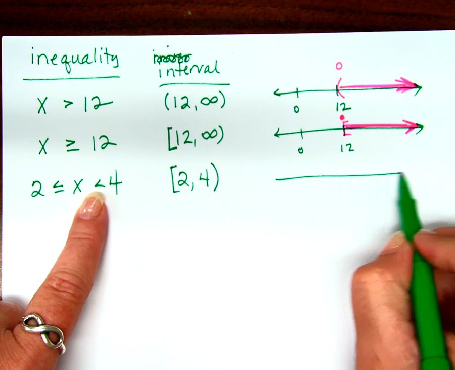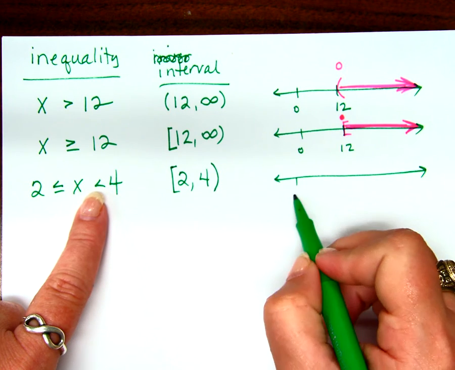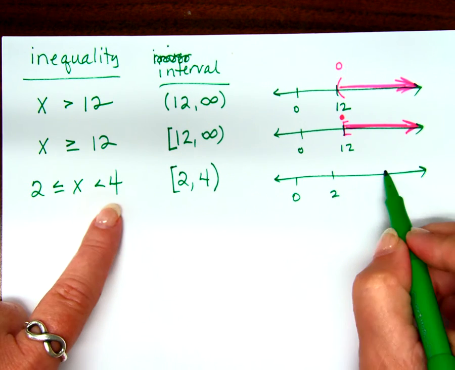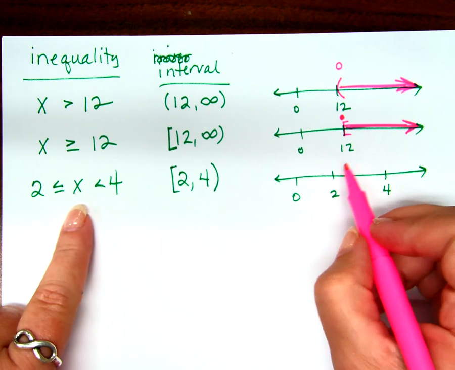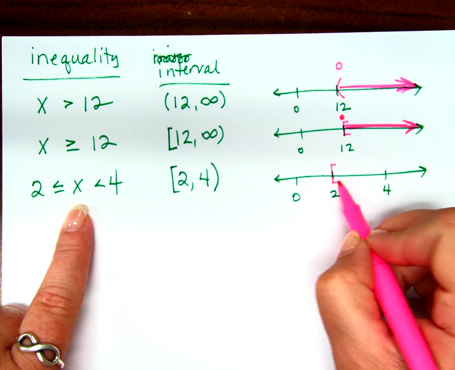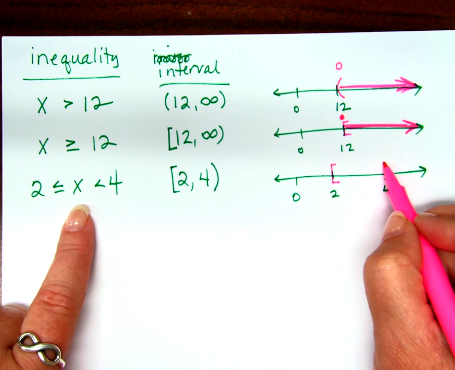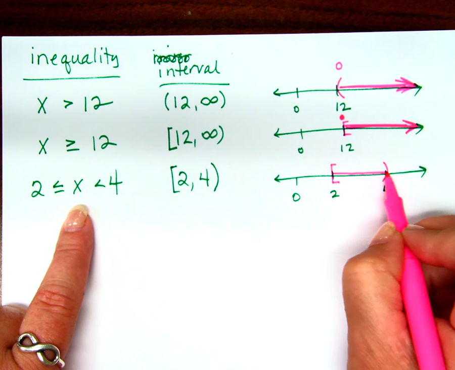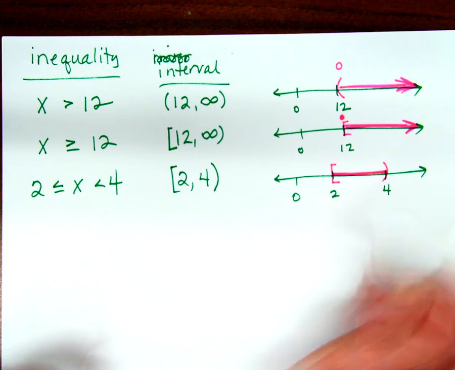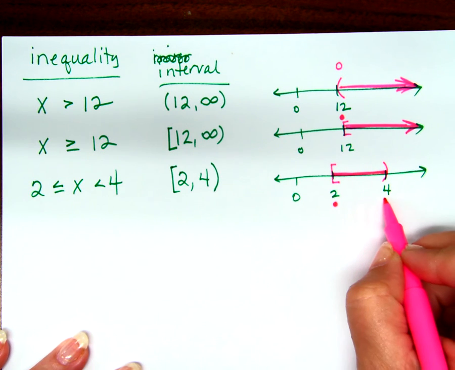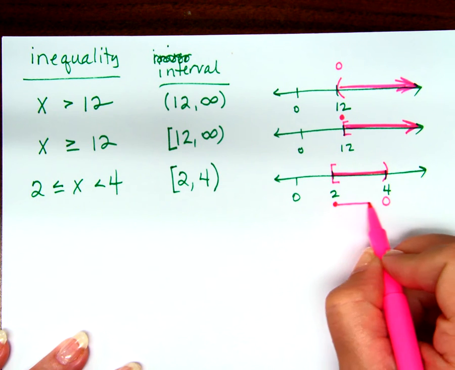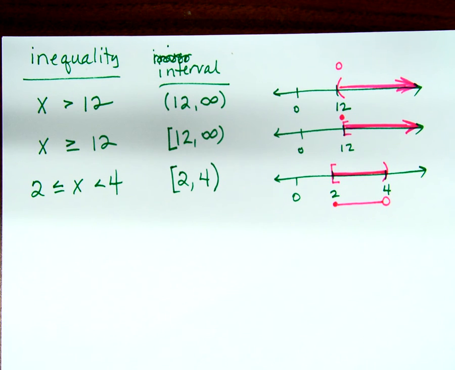On the number line, we've got a 0, a 2, a 4. There would be a bracket on the 2 and a parenthesis on the 4. If we were doing circles here, we would have a closed circle on the 2 and an open circle on the 4, shaded in between the two numbers. Does that make sense?